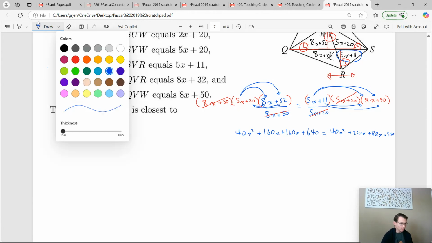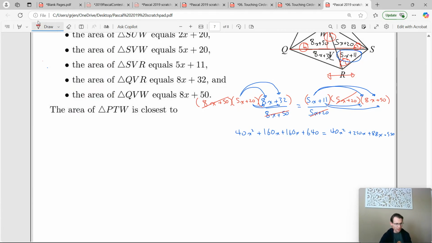Okay, so simplifying, the first thing that you would do is subtract 40x squared from both sides. And then combine the rest of my like terms so that I get 320x plus 640 equals, 250 plus 88 is 338, right? 338x plus 550. Okay, we're getting close.